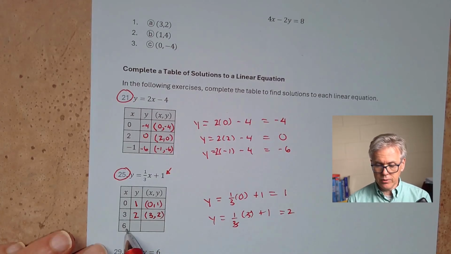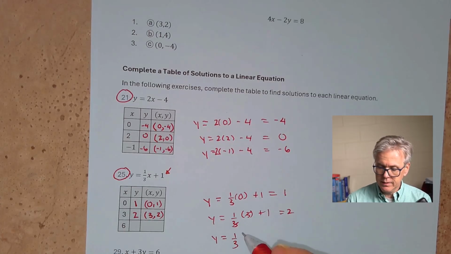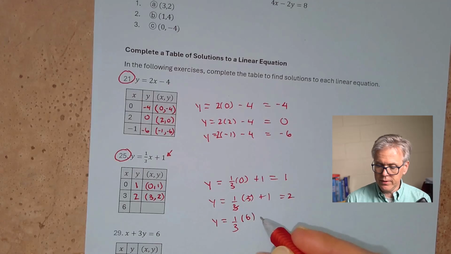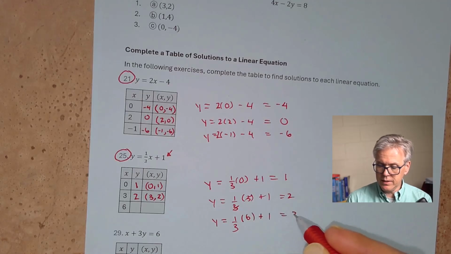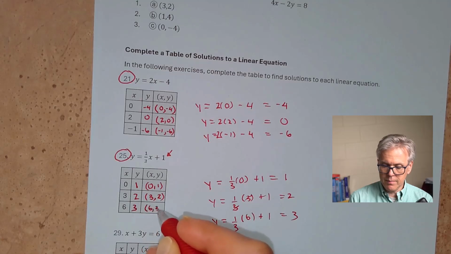And similar, this is why they chose 6. I'm trying to choose multiples of my denominator. So I'd want to choose numbers like -3, 0, 3, 6, 9, things like that. So be nice to yourself on these, times 6. So 1/3 of 6 is 2, plus 1 is 3. So my next point is 6 comma 3.